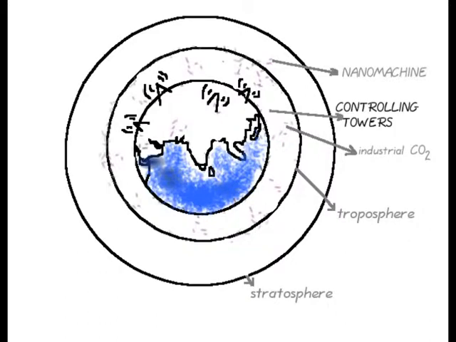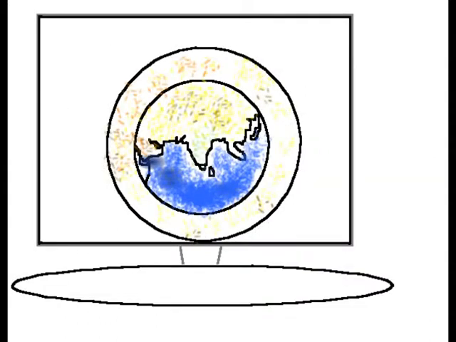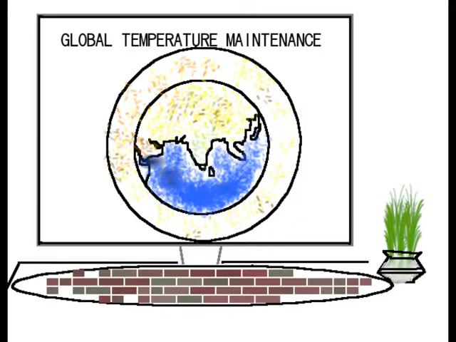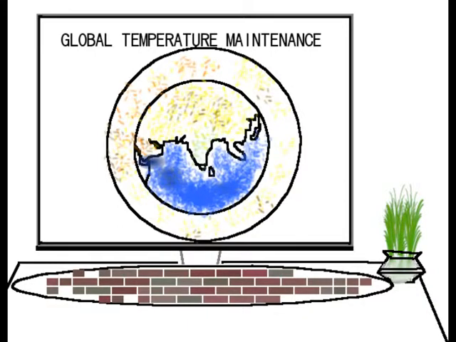The entire process can be controlled by a central supercomputer that has data from all the replicating nanomachines about the density of a particular gas, and also the pressure and temperature of that place. This results in global temperature maintenance, or otherwise we can call it global cooling.